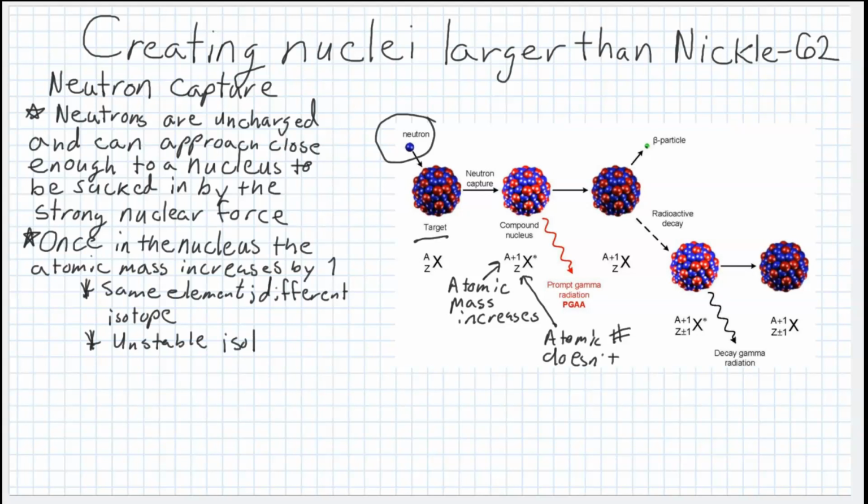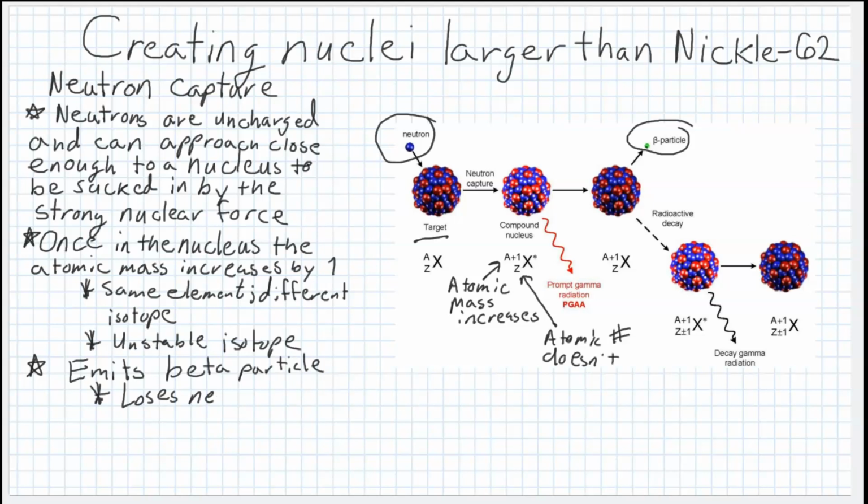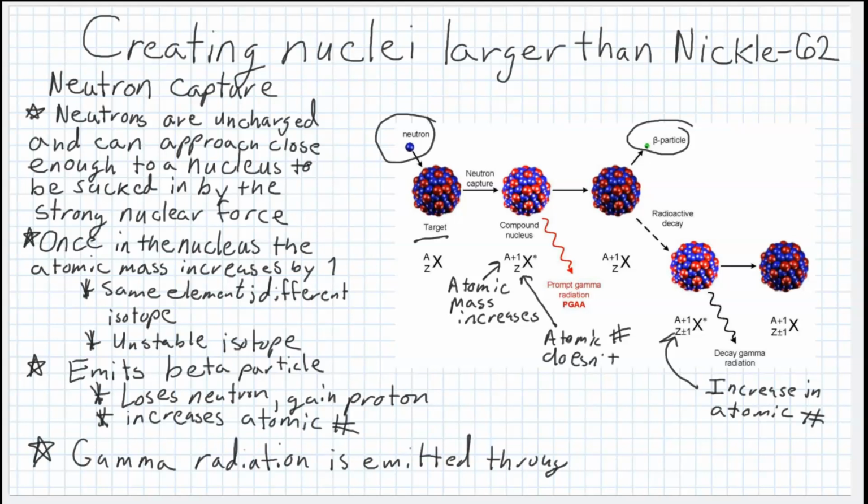The new isotope is unstable, so it releases a beta particle. When the beta particle is emitted, the nucleus loses a neutron and switches it to a proton. This means I increase my atomic number, which means I now have a different element, a heavier element than I started with. Gamma radiation is emitted throughout this process, here and here.